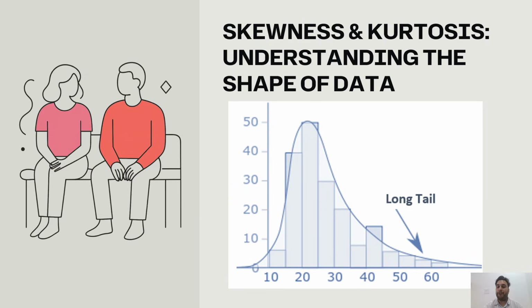Imagine I ask you to find the average salary of 100 employees. You can calculate the mean and get a value, let's suppose 80,000. Sounds simple, right? But what if 90 employees earn between 30,000 and 70,000 while 10 employees earn 2 lakh, 5 lakh or 10 lakh? Suddenly that 80,000 average does not tell you the complete story.